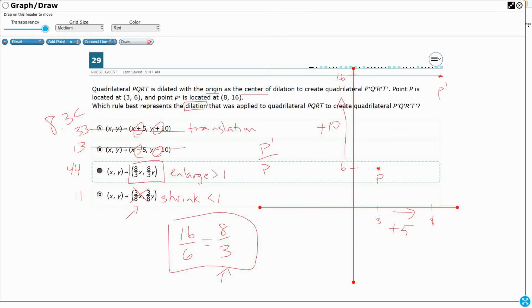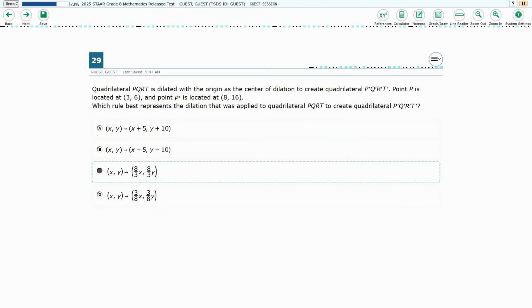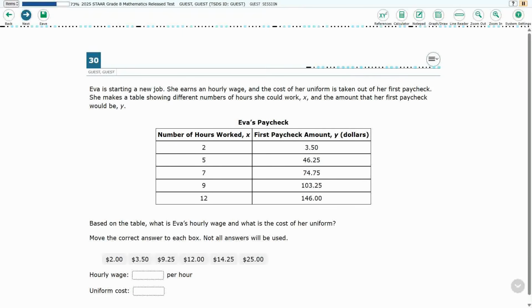We need to know that when we are dealing with translations, those are rigid transformations. A dilation is not a rigid transformation. It grows or shrinks, which means we're not going to add or subtract. We are going to multiply. And this was, unfortunately, on the harder side. This was the 13th hardest item on the test. Probably didn't need to be, but there was that big misconception there.